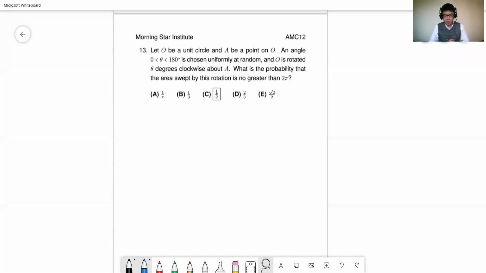Question 13. We have a unit circle and a fixed point on the circle. We rotate the circle about this fixed point by theta degrees, theta between 0 and 180 degrees. What's the probability that the area swept by this rotation is no greater than 2 pi? Let me draw the graph. We have a unit circle.